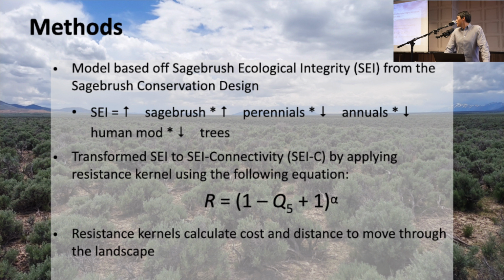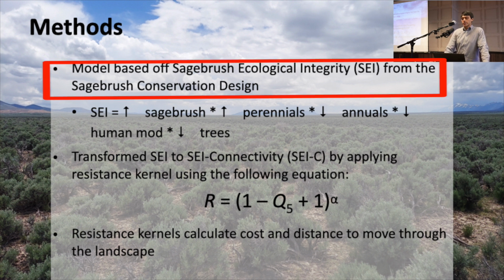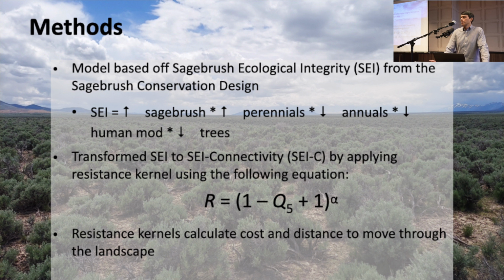Okay, so one method slide. I apologize. There's a lot of words and even an equation, but we'll get through it quickly and get on to the fun results. So our connectivity model was based off of sagebrush ecological integrity, which was calculated in the sagebrush conservation design. And so briefly, SEI was calculated by combining the positive effects of sagebrush and perennial grass cover with the negative effects of annual grass cover, human modification, and tree cover.